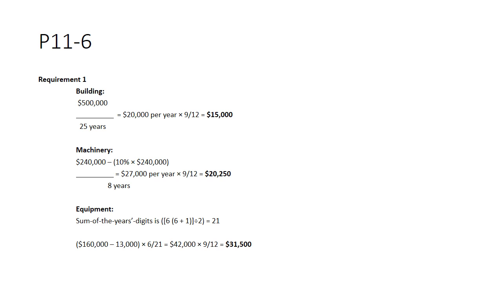The final asset we have to calculate depreciation on is the equipment. The equipment costs $160,000 and has a residual value of $13,000. It has an estimated useful life of 6 years. But the company uses sum of the year's digits to calculate depreciation expense. And just to review and make sure you understand, and this is the way I approach sum of the year's digits. First of all, we always take cost minus residual value. That will always be the amount you calculate your depreciation on, cost minus residual.